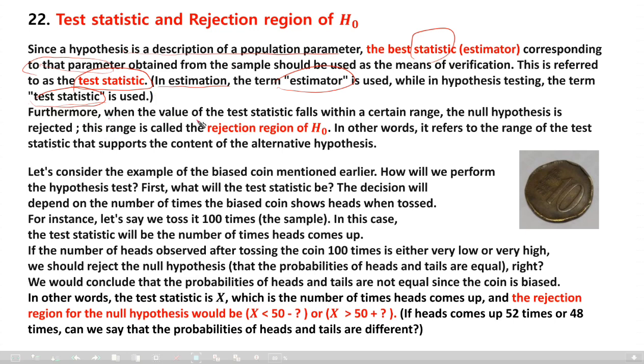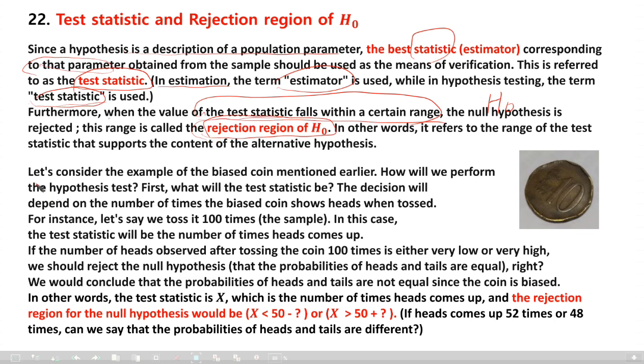Furthermore, when the value of a test statistic falls within a certain range, the null hypothesis is rejected. This range is called the rejection region of H0. The null hypothesis is rejected when the test statistic falls within a certain range. So we would like to get the rejection region of H0.